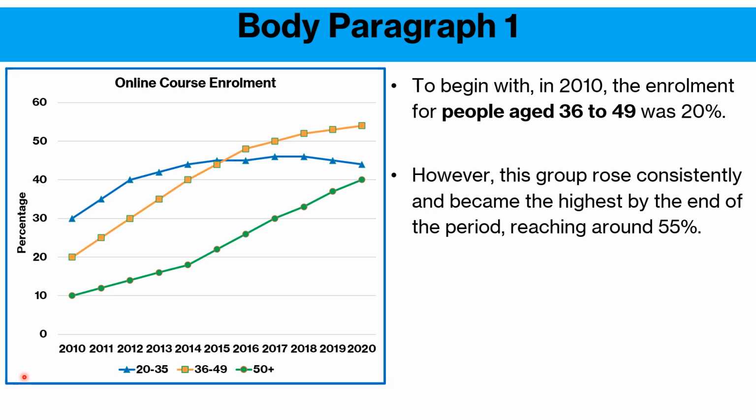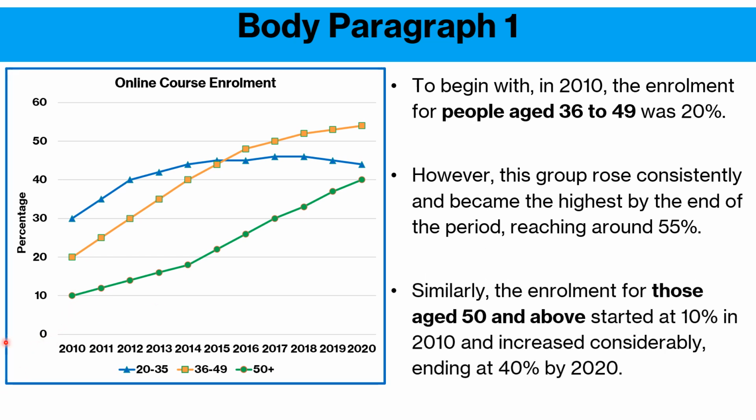Now let's describe the second age group in this paragraph, the 50+ group. Again, we start from the first year. Similarly, the enrollment for those aged 50 and above started at 10% in 2010 and increased considerably, ending at 40% by 2020. So, in body paragraph 1, we have grouped two similar trends and described them clearly using varied vocabulary to avoid repetition. Now let's see the complete first body paragraph.